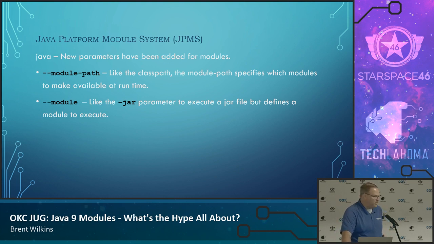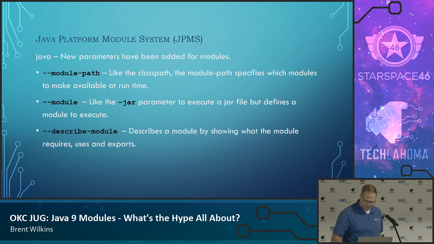Module is much like the -jar option, where when you did java -jar, it would actually run an executable jar. So the --module option allows you to run an executable module. Describe module doesn't actually run anything, but it describes what is exported, what's required, what's open, what's provided, used, and so forth within that module. So it kind of is a list of everything that is required for that module.